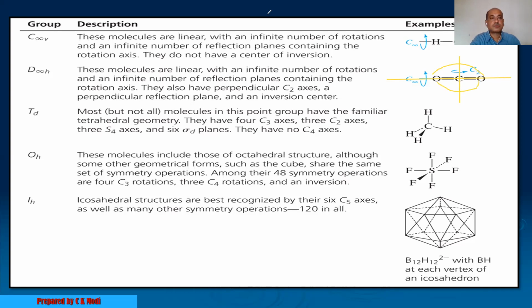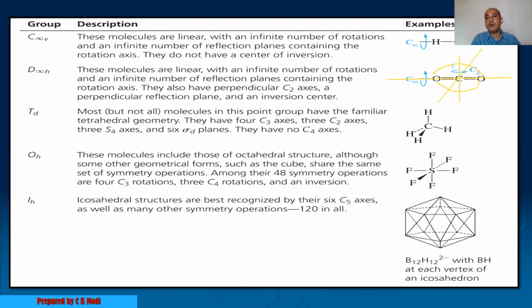Same way, look at this. This C2 passes through the center of the molecule, and if I rotate it by 180 degrees, we'll get the equivalent structure. So this is called C2y.